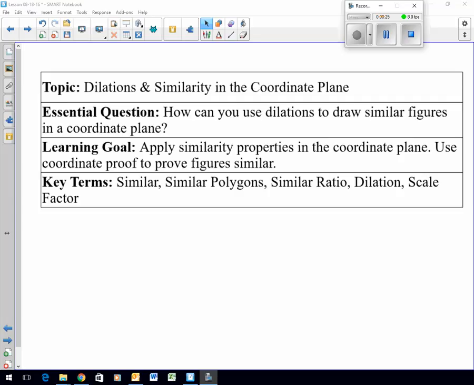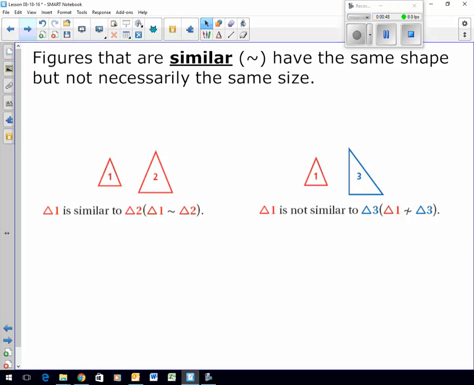We need to make sure we're able to define, like in the day-to-day, similar polygon, similarity ratio, dilation, and scale factor. Those are bits of information. If you don't have it written down, I'll come back to it. 3, 2, 1, go. Perfect.